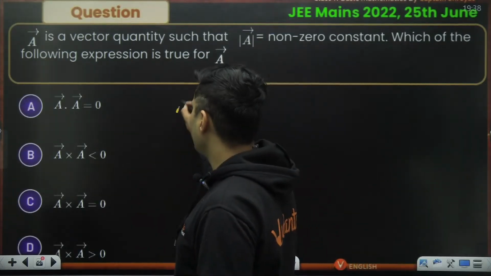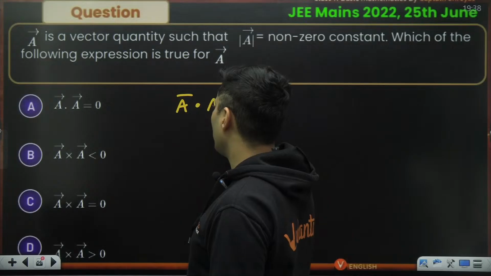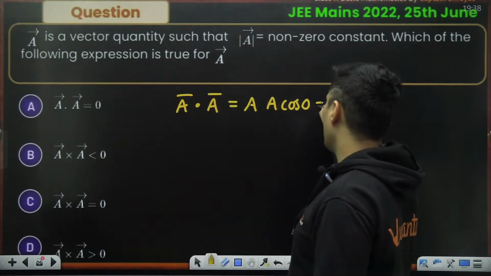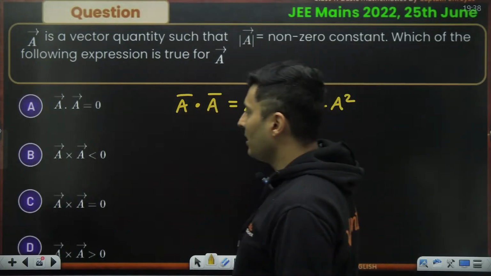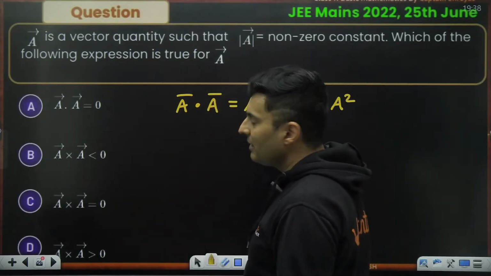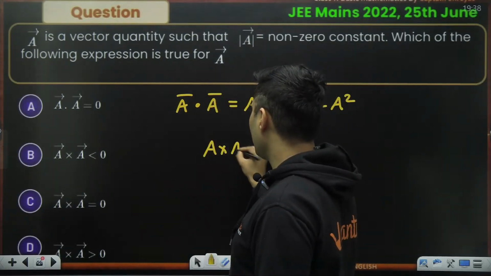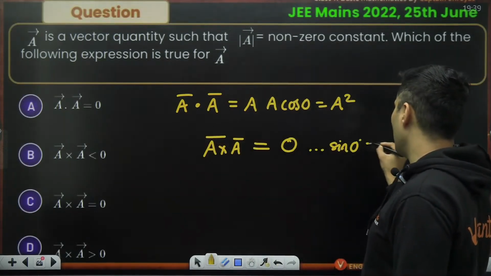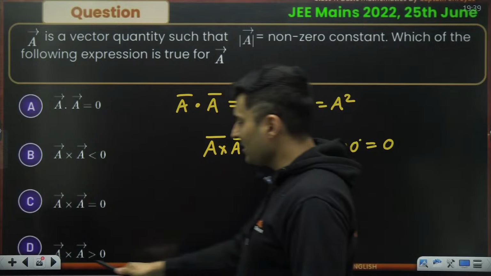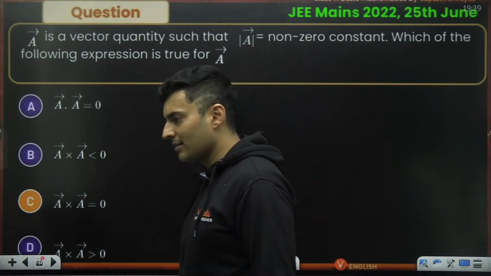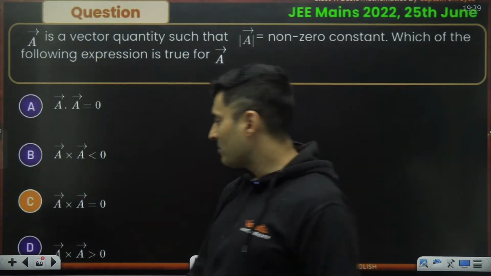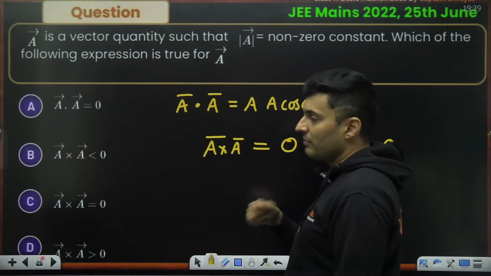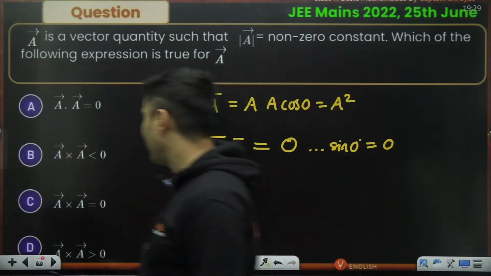We just saw it sometime back. When you take vector A dot producted with itself, it is A cos 0. Cos 0 is 1. So it will be A square. So it can't be A. This does not make sense, inequality. But when you do A cross A, the answer is always 0 because sine of 0 is 0. So option C should be the most appropriate answer. So cross producted with itself, the answer is 0. Dot producted with itself, the answer is not 0. It is in fact the magnitude's square.